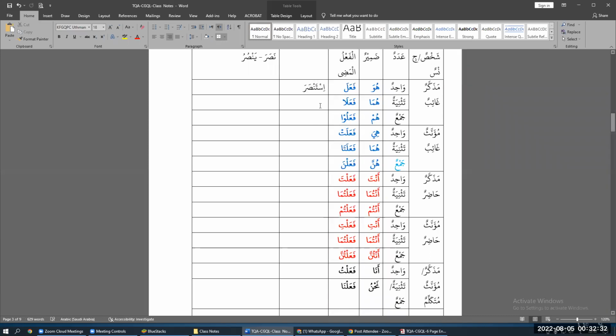Istansara means one male person sought help, asking for help. So if two are asking for help, istansara, nothing else but putting this. Only lam. Many male asking for help, istansaru. So you need to only understand istansara, and then proceed.